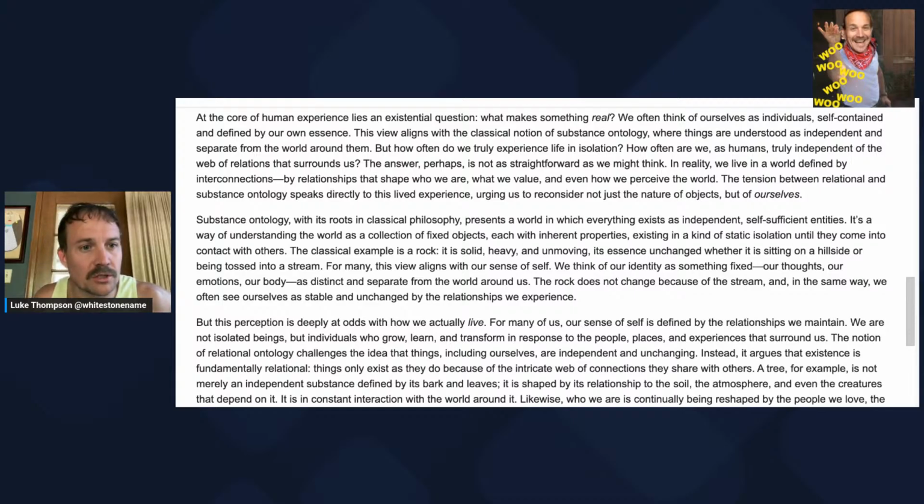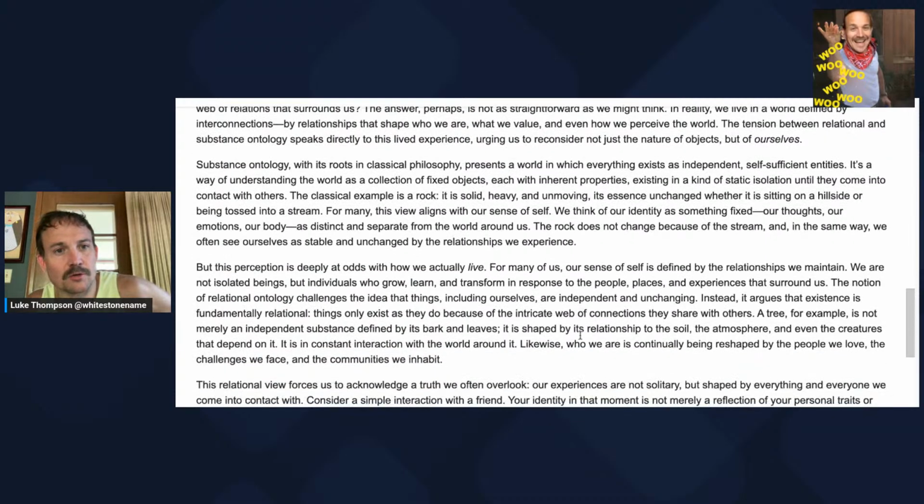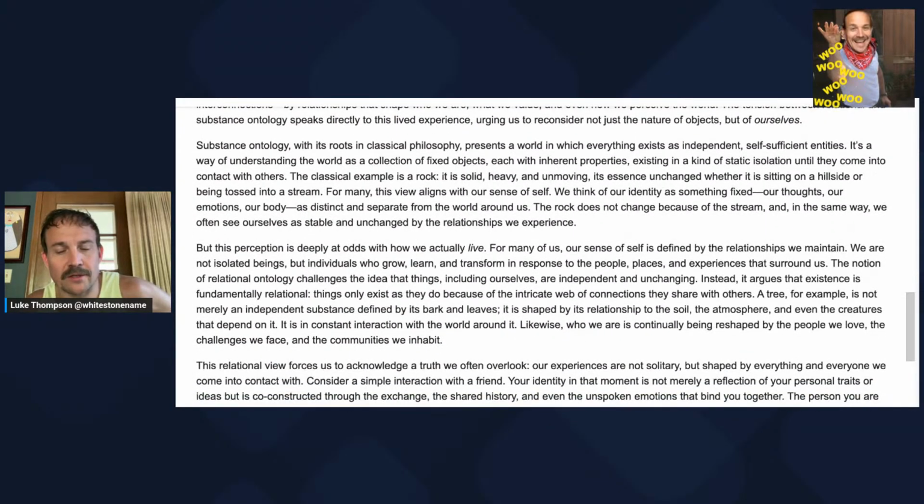The tension between relational and substance ontology speaks directly to this lived experience, urging us to consider not just the nature of objects, but of ourselves. Substance ontology, with its roots in classical philosophy, presents a world in which everything exists as independent, self-sufficient entities. Its way of understanding the world is a collection of fixed objects, each with inherent properties, existing in a kind of static isolation until they come into contact with others.